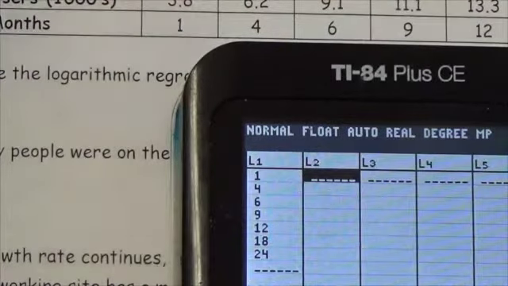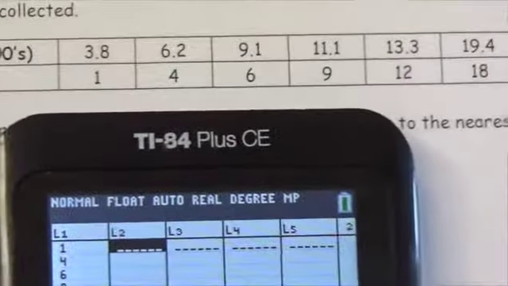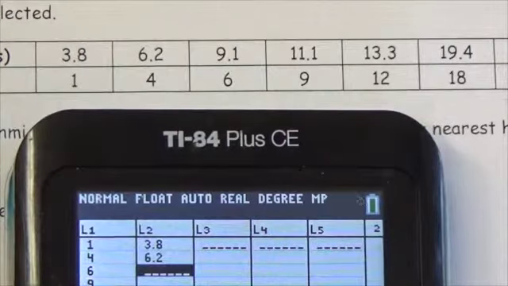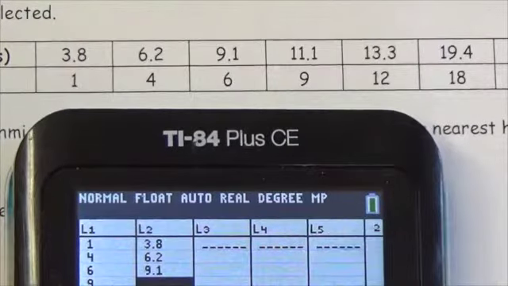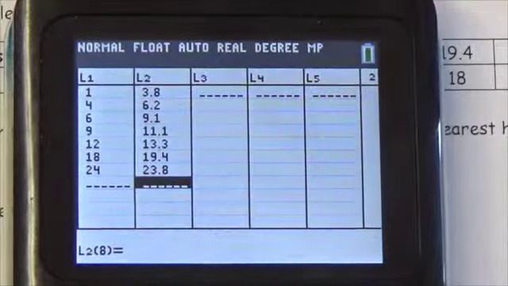And then my number of users, and this is in the thousands, you can read that off there, is 3.8, 6.2, 9.1, 11.1, 13.3, 19.4, and then 23.8. Okay, so all my data is in there.